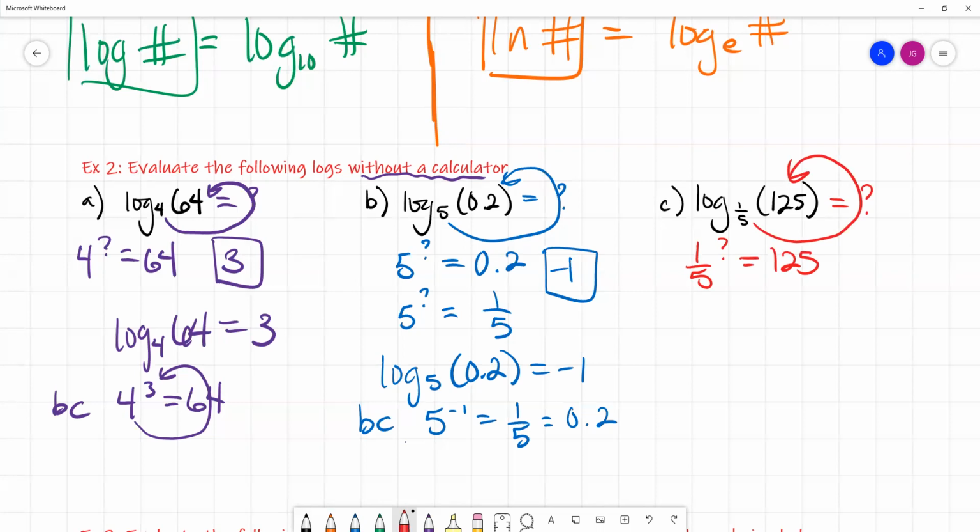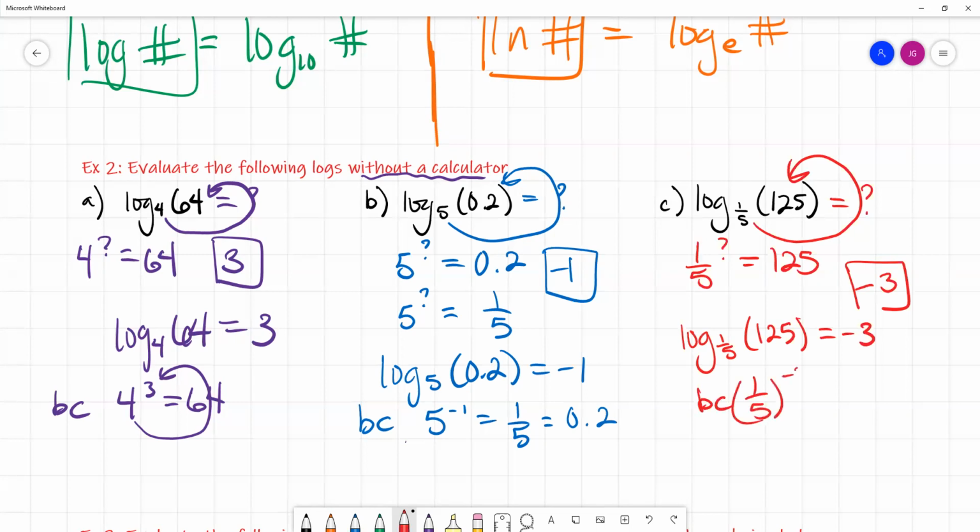Okay, well, we know we're going to need a negative in here somewhere, right? Because I'm going from fraction to whole number, from this to reciprocal form. So I need a negative. 5 to what power gives me 125? That's 3. So this is -3. So log base 1/5 of 125 is equal to -3 because 1/5 to the -3rd power is 125.